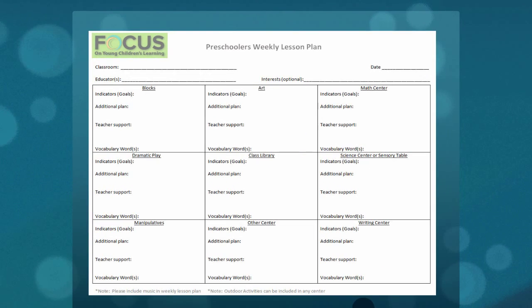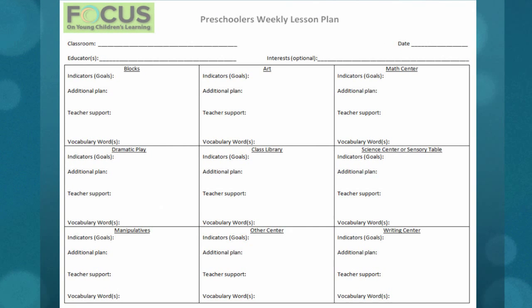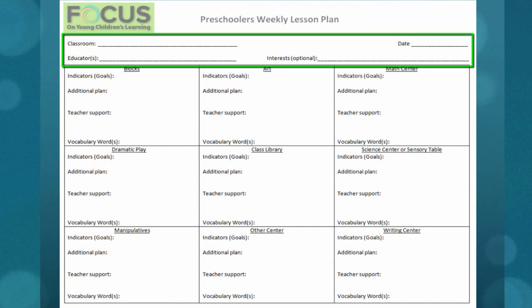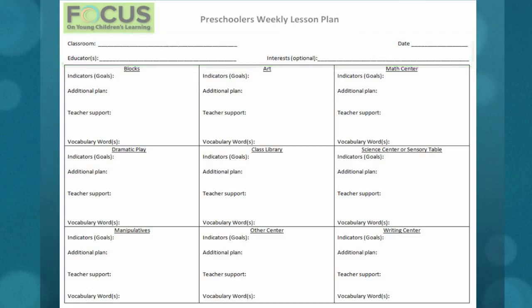Let's take a look at this lesson plan piece by piece. As with the infant-toddler weekly lesson plan, the top portion needs to be filled out. Interests might refer to a theme that is being studied during that time frame. For example, the children might be interested in dinosaurs because there's a new popular movie that most of them have seen.